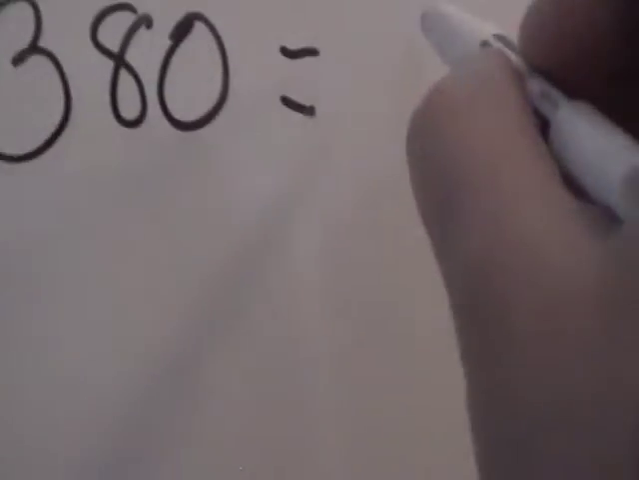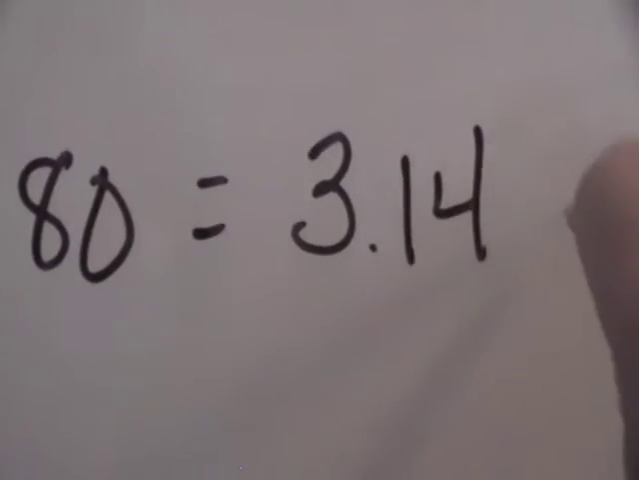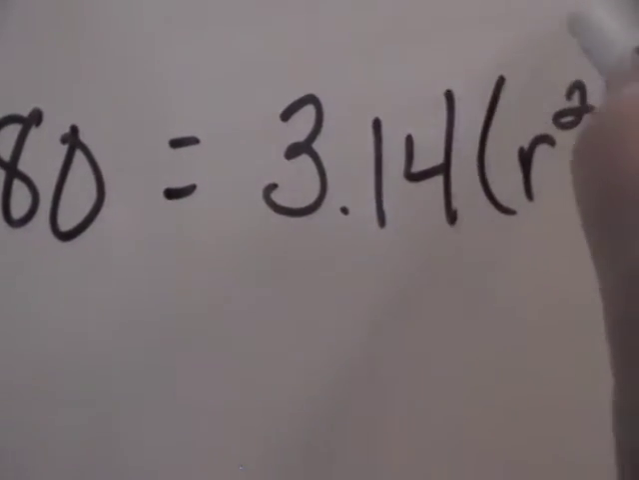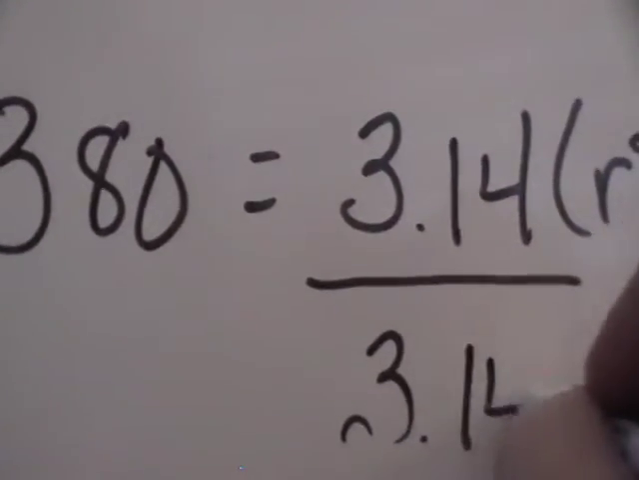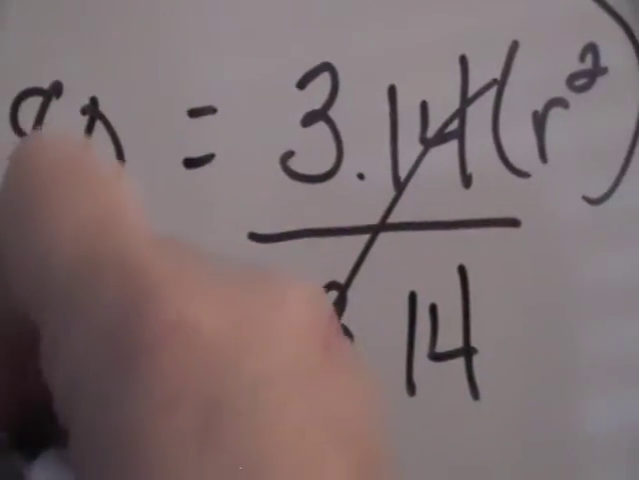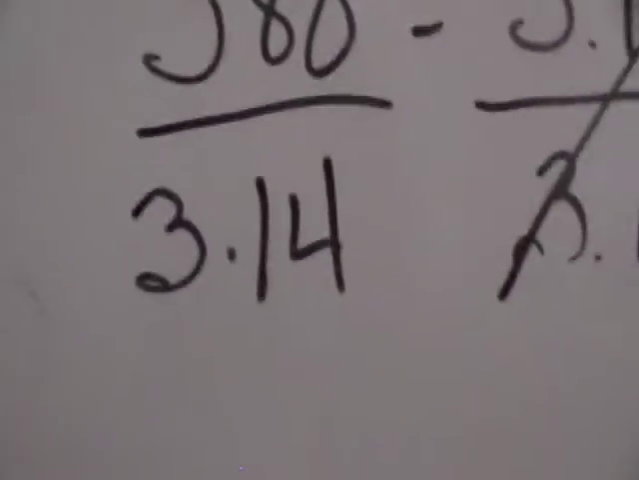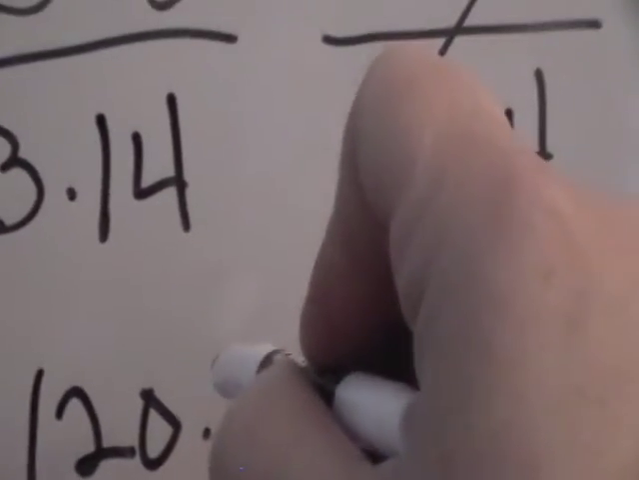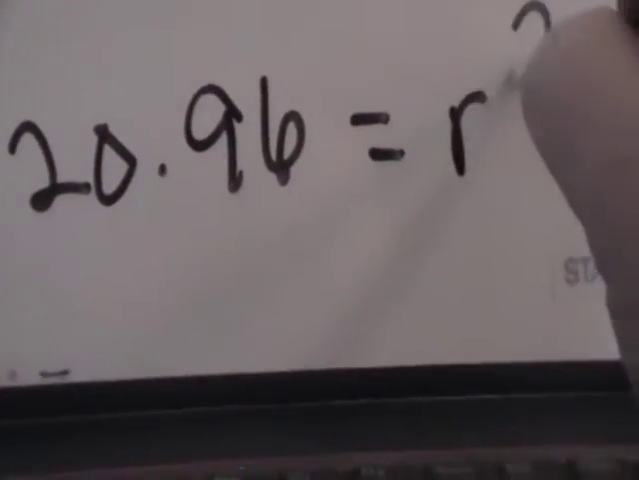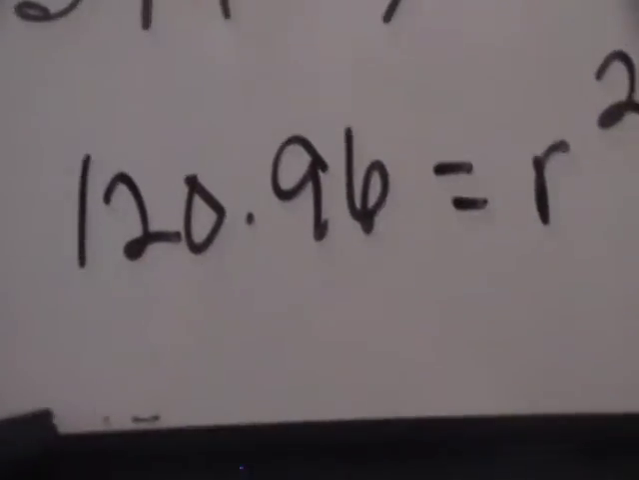Here we have 380 equals pi r squared. We know that pi is 3.14 times r squared. I'm just going to separate that out. What we're going to do is divide by 3.14 to get rid of it on both sides. And when we divide by 3.14, we end up with 120.96 equals r squared.